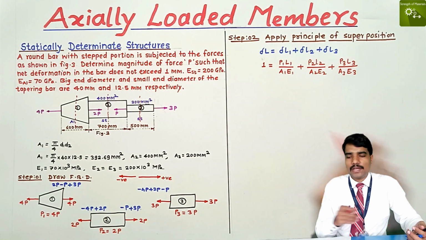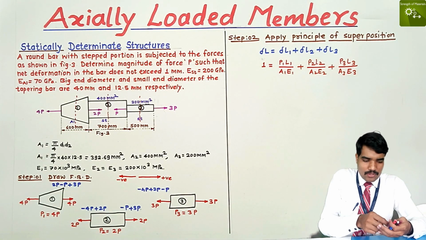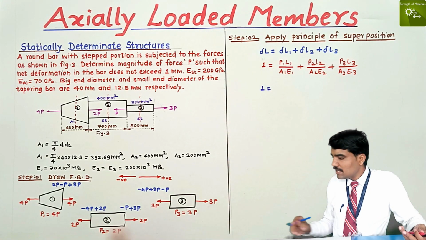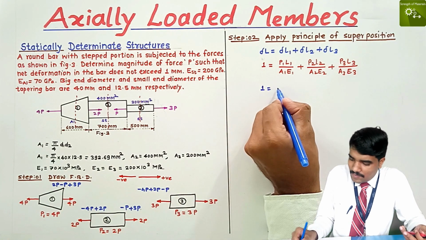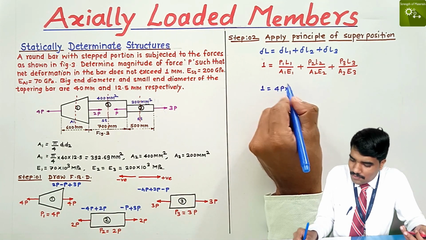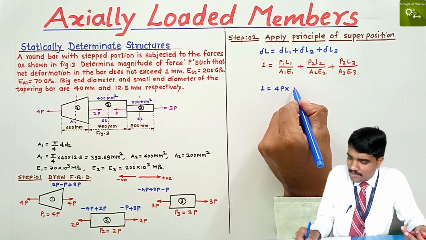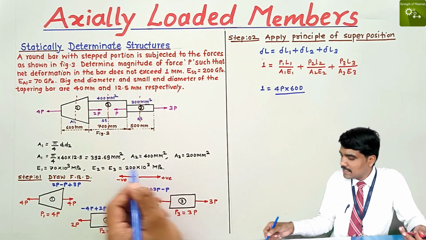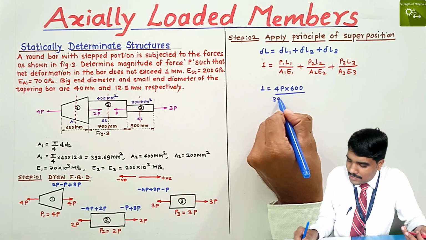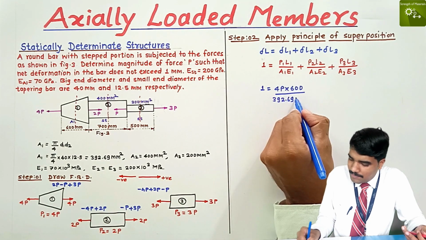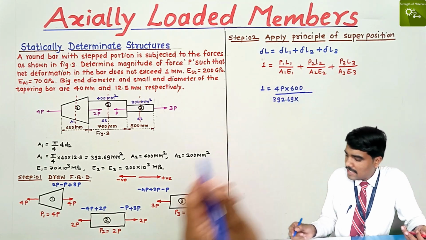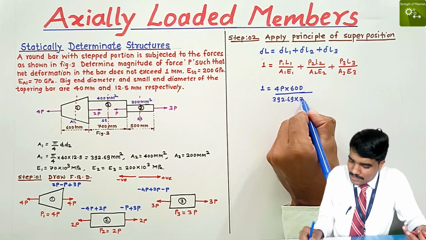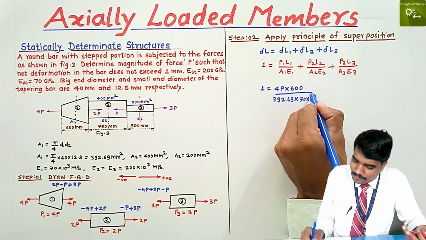Okay, then simply put all the values in that equation. Total elongation 1 mm is equal to, what is P1? P1 is 4P into L1, the length of the first part is 600 mm, divided by area 392.69 mm square, and its modulus of elasticity E, it is made of aluminum, its E is 70 into 10 raised to 3.